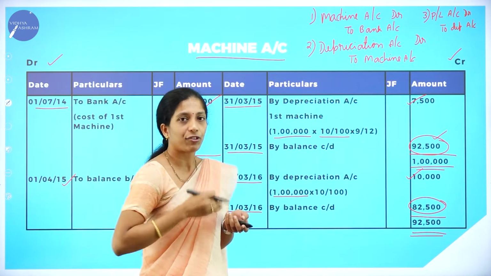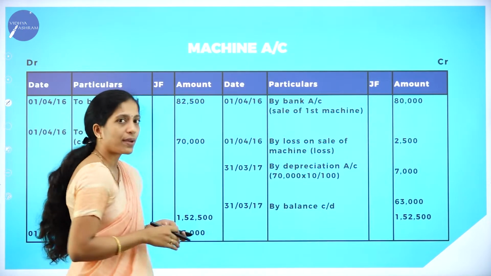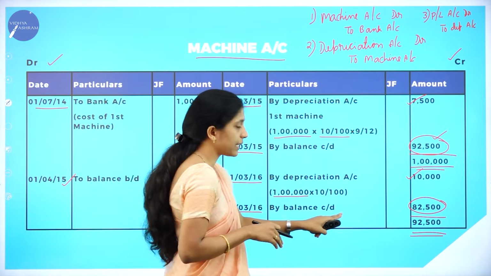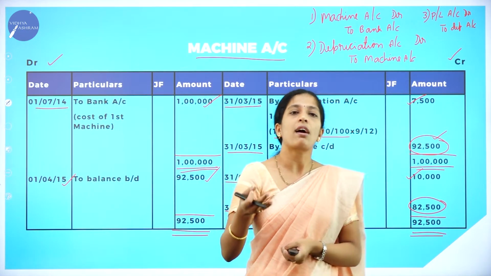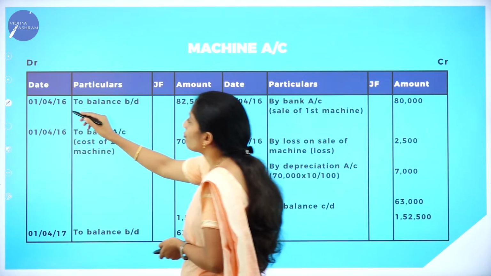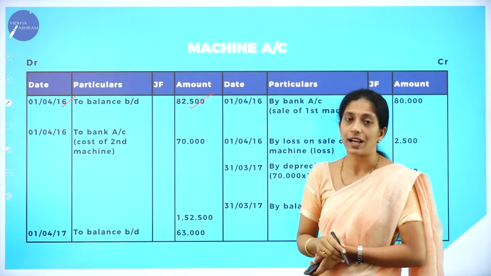One more year we have to prepare the account. Now go through the next year. Yes, so we are going to continue the account. Now whatever the amount carried down here, you have to bring down at the beginning of next year. So beginning of next year is 1/4/2016, to balance brought down 82,500.